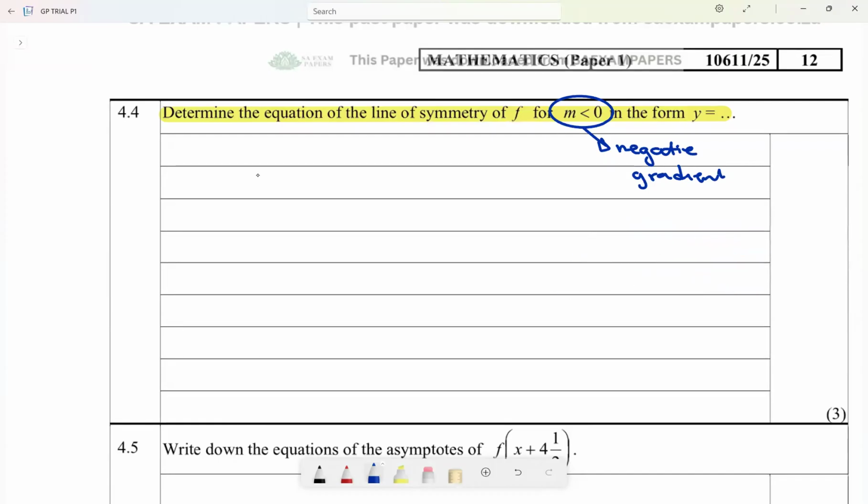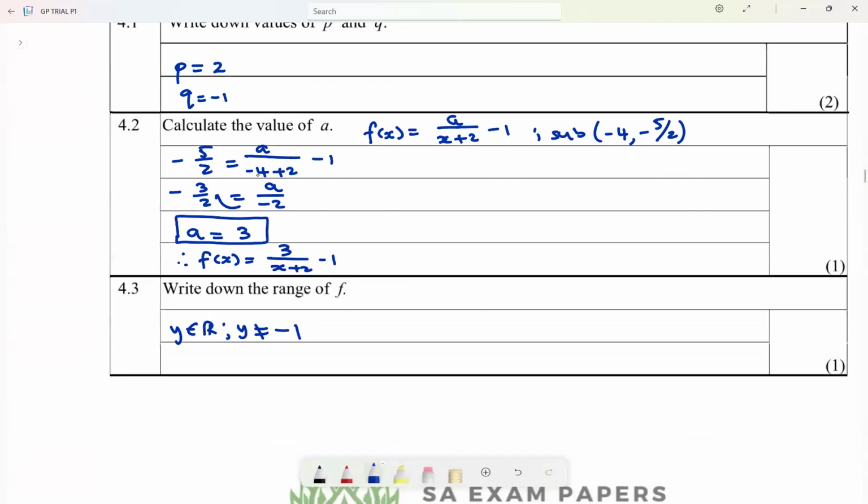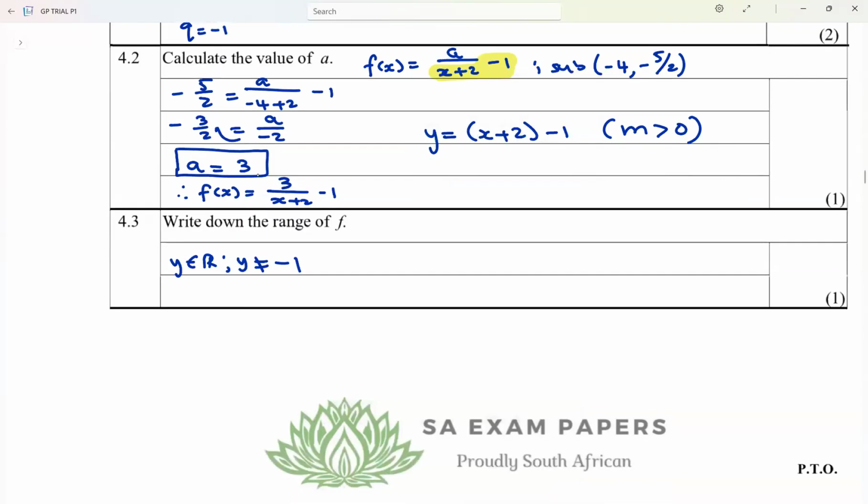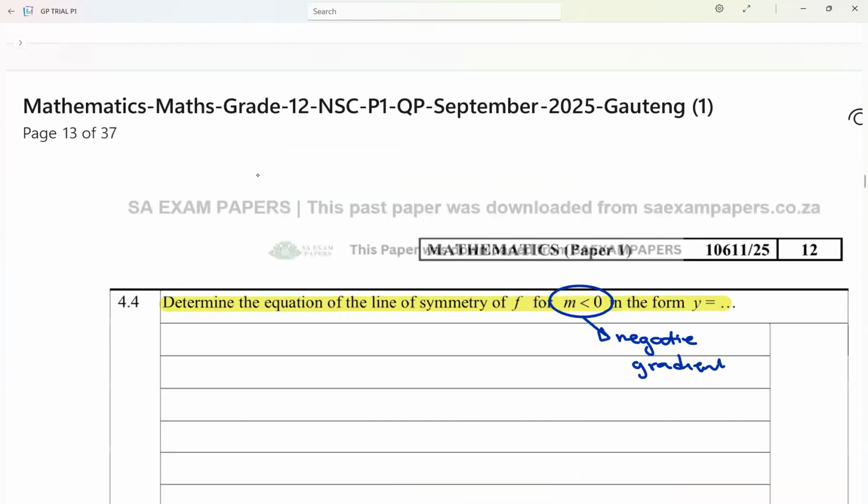And then remember, we get these things easier. We just go to our equation and take this thing. If it has a positive gradient, we just say y is equal to positive gradient. We just put x plus 2 as it is, minus 1. This is when we are having a positive gradient. But if I'm having a negative gradient, I'm going to say negative first and then x plus 2 minus 1. This is when I have m is less than 0. So now I'm interested in this one where m is less than 0. So I'm going to take this one and put it here.